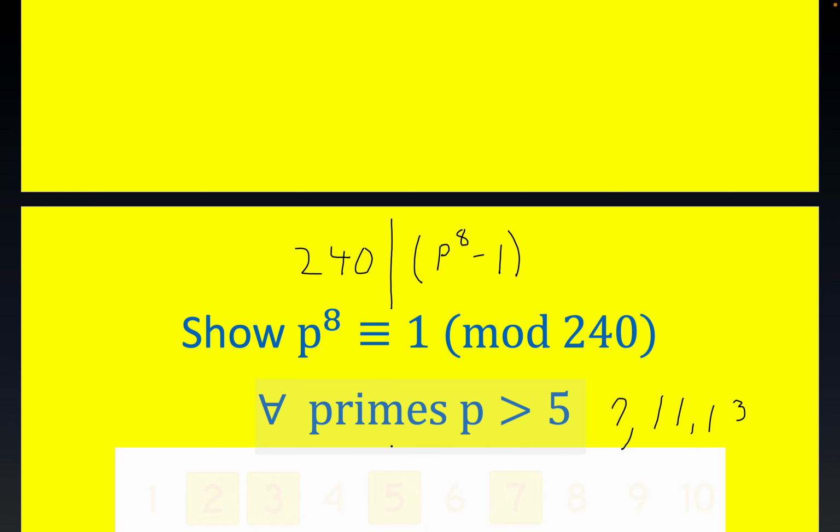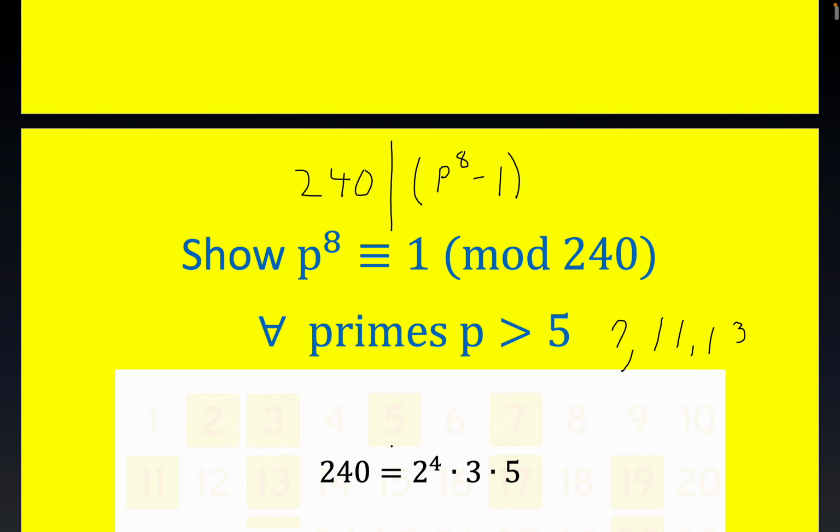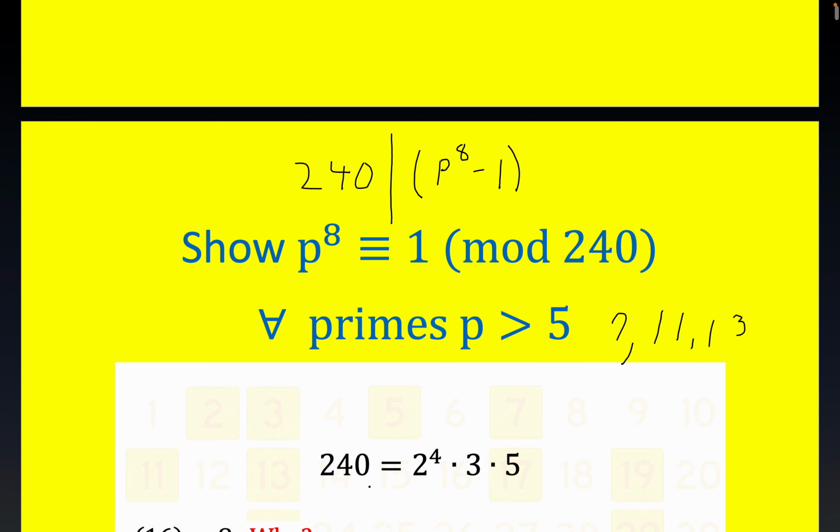Now you'll see why this is true if you just take a look at the prime factorization of 240. Notice 240 decomposes into 2 to the 4th times 3 times 5. That's 16 times 15 is 240. And so you can anticipate that these 3 primes wouldn't be included in this truth right here.